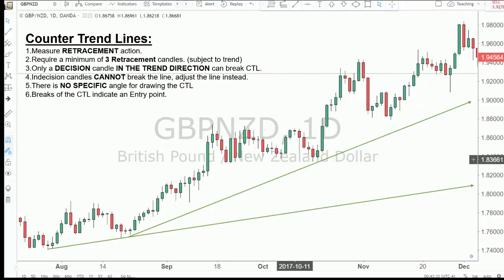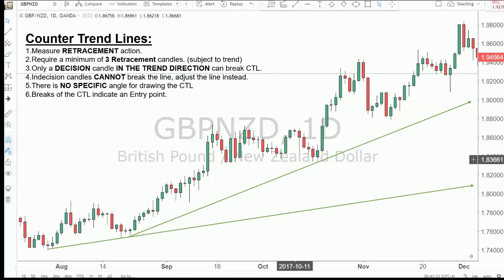What you're going to do is look to draw across the bodies of these retracement candles, right? Only a decision candle is going to be allowed to break the counter trend line. An indecision candle cannot be allowed to break the counter trend line.